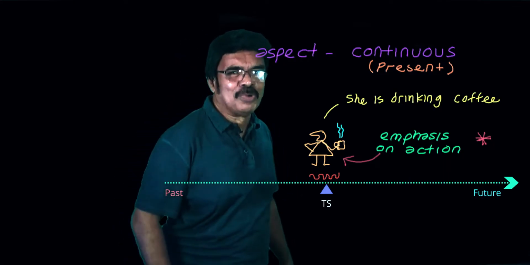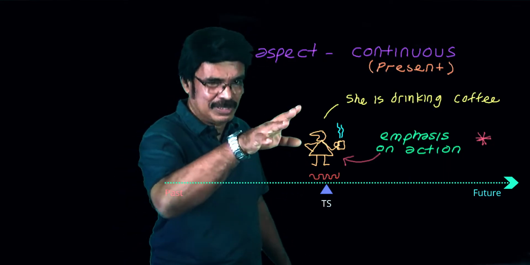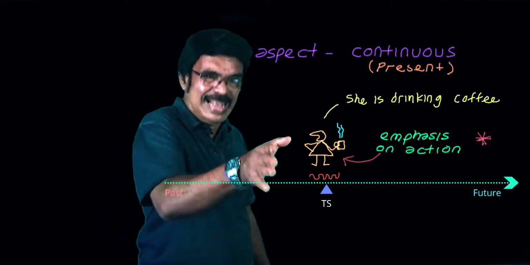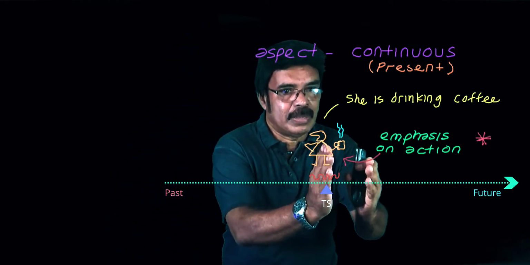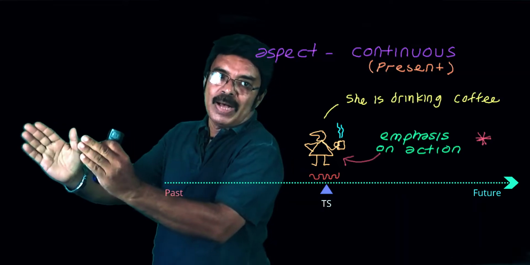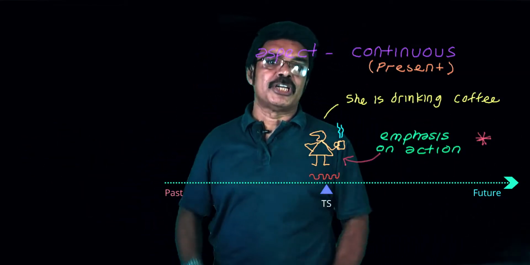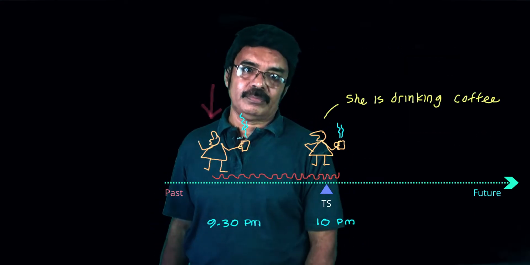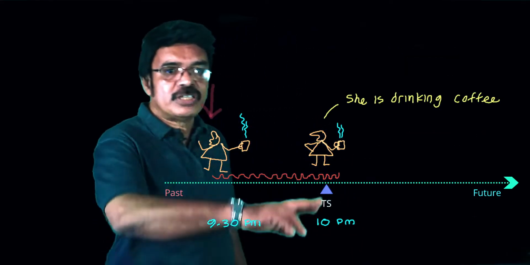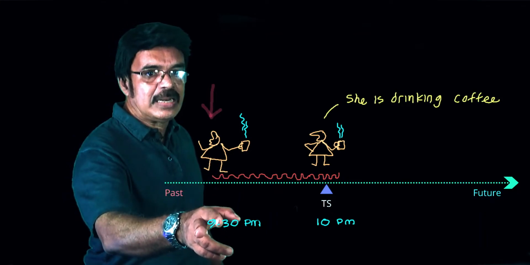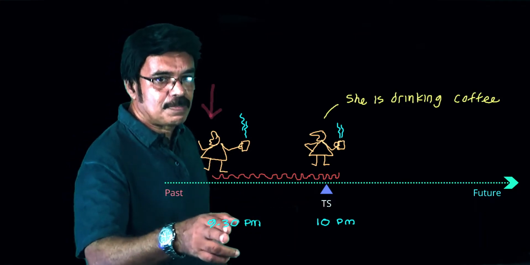I'm not going to teach you present continuous tense now. This is the idea: things continue. Maybe this is happening at present, maybe in the past, maybe in the future, maybe future continuous, or maybe past continuous, and so on. Now another example: she started drinking coffee at 9:30, now it is 10 p.m.